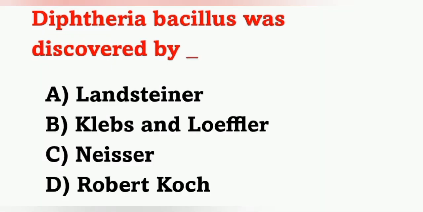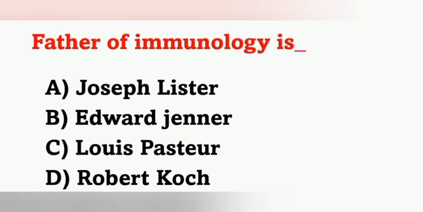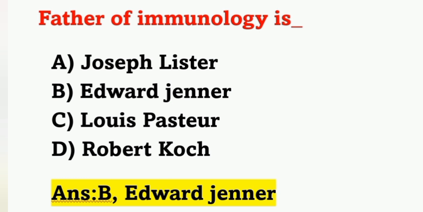The next question, diphtheria bacillus was discovered by option A, Landsteiner, option B, Klebs and Loeffler, option C, Neisser, option D, Robert Koch. Diphtheria bacillus was discovered by option B, Klebs and Loeffler. The next question, father of immunology is option A, Joseph Lister, option B, Edward Jenner, option C, Louis Pasteur, and option D, Robert Koch. Father of immunology is Edward Jenner. Option B is the correct answer.